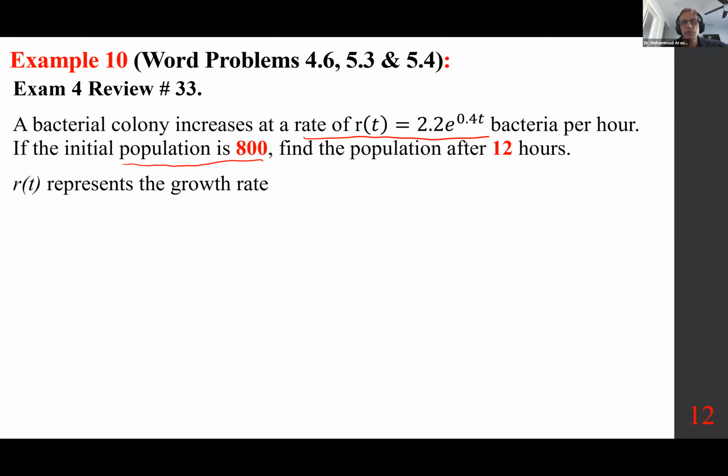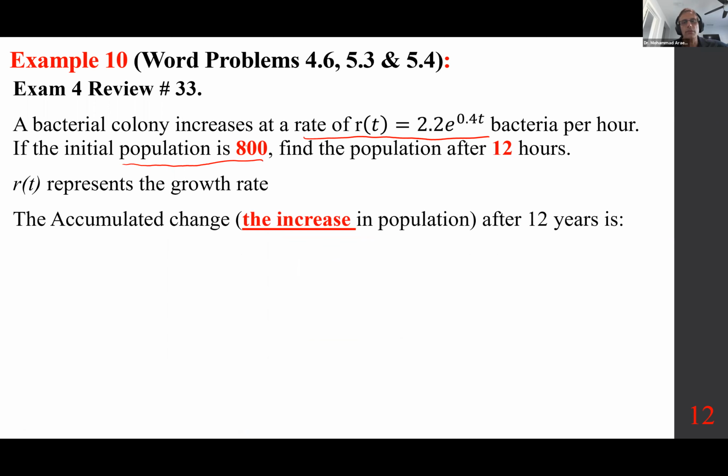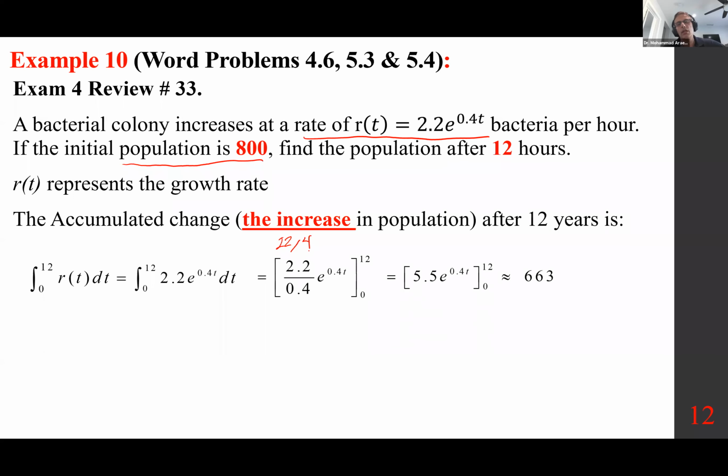The amount of increase becomes the integral from 0 to 12. So we divide 2.2 by 0.4, because remember, with differentiation, we multiply by 0.4. In this case, we divide, which is the same as 22 divided by 4, giving us 5.5 e to the power of 0.4 t from 0 to 12.